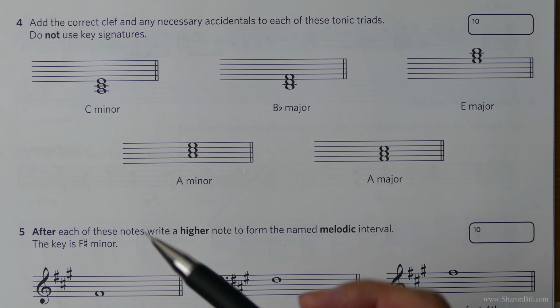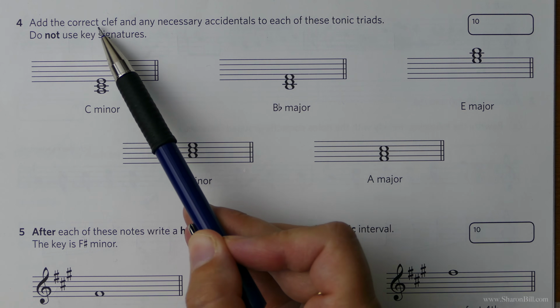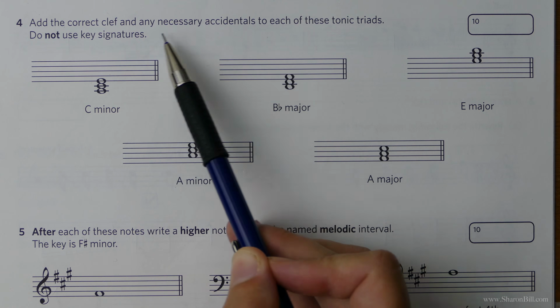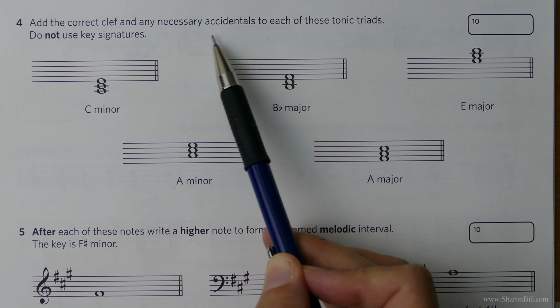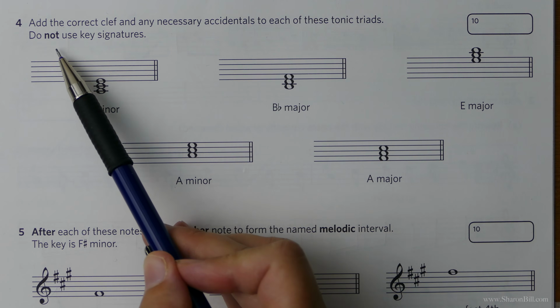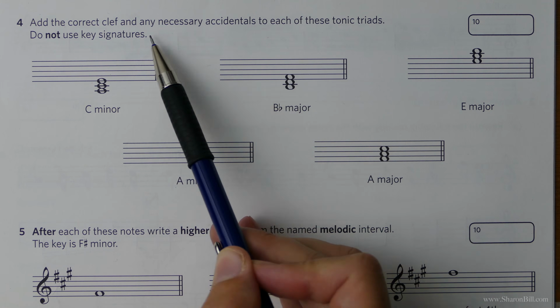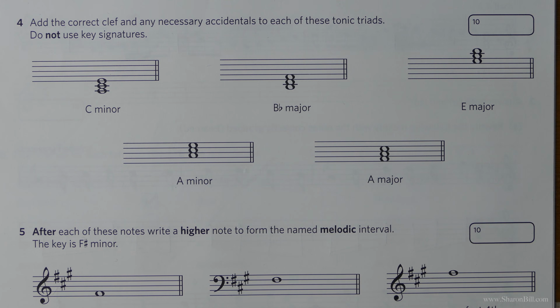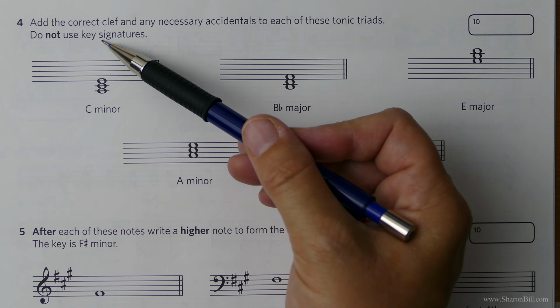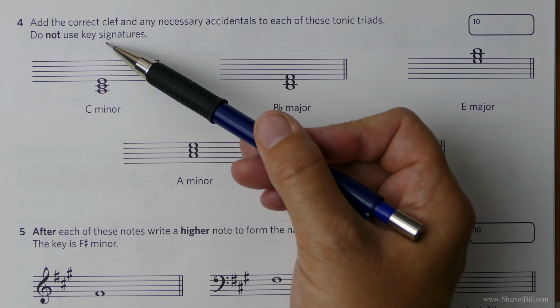So question 4 asks us, add the correct clef, and then helpfully they say any necessary accidentals to each of these tonics. We don't want tonic triads. Don't use key signatures, just accidentals as and where they're needed. But of course you need to bear the key signature in mind. You still need to know that.